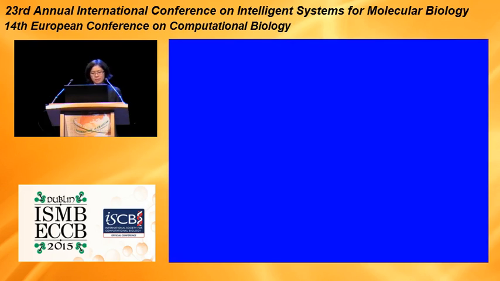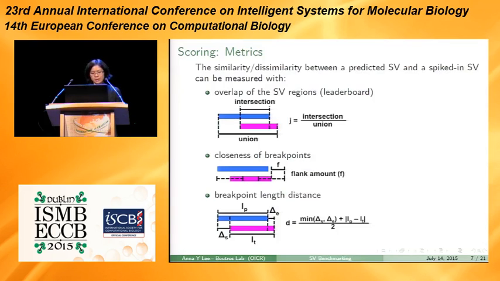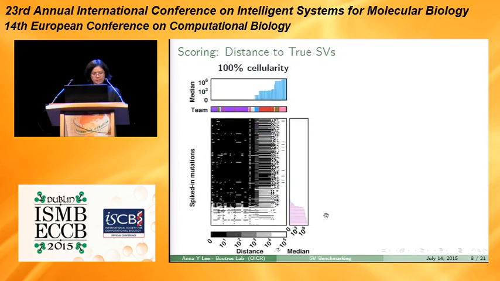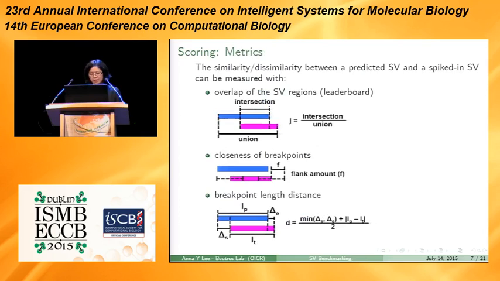And finally, I'll talk briefly about a breakpoint length distance, which I define as follows. It's a bit of a hybrid of the above two approaches. The first component of this formula involves the distance between the predicted break ends, either the start or end, and the break end of the spiked in structural variant.